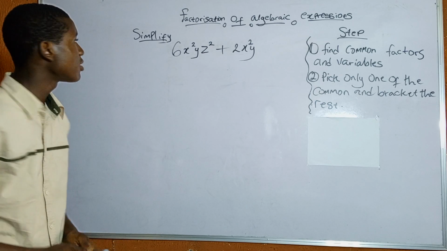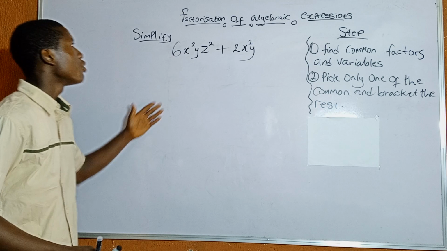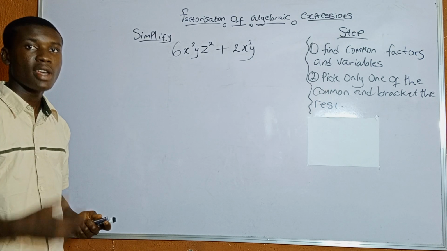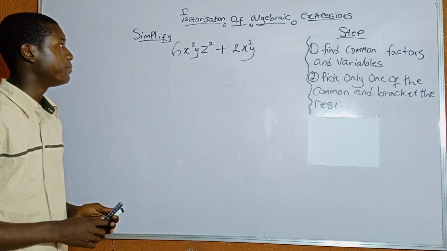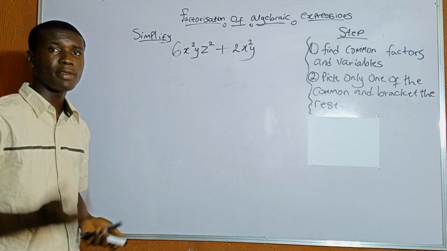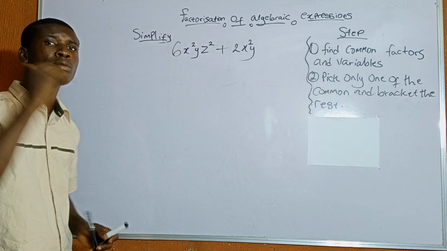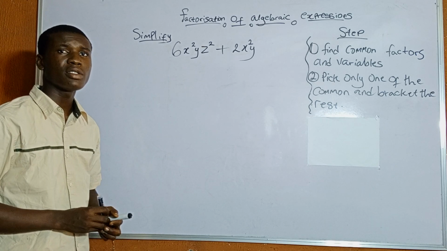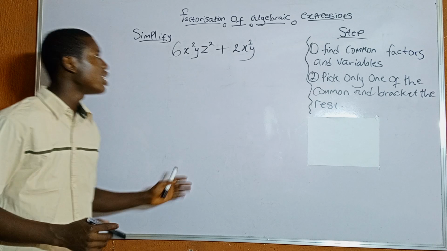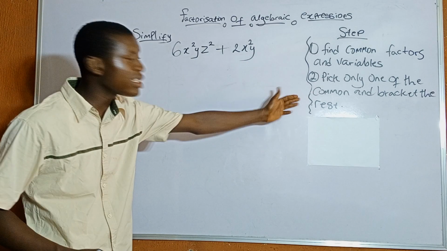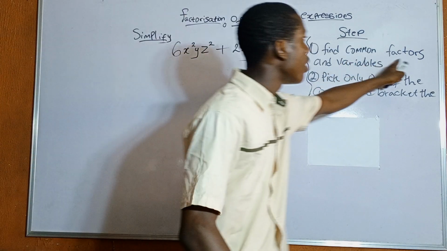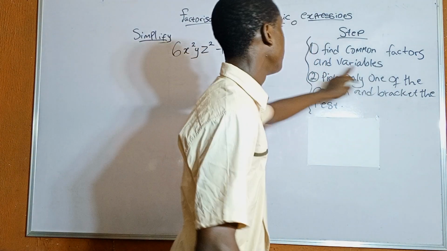So to begin with, in our previous chapter, we discussed expansion of brackets of algebraic expressions. When we expanded brackets, all we did was remove the brackets. But when factorizing an algebraic expression, what you are trying to do is to add brackets. I have the steps here, which are just two easy steps. The first one says find common factors and variables.